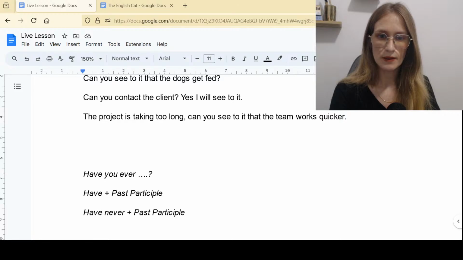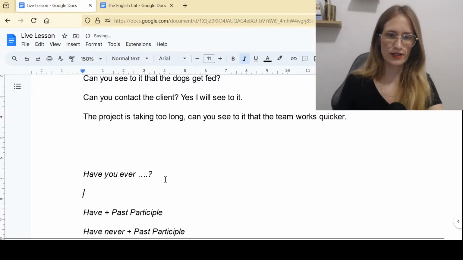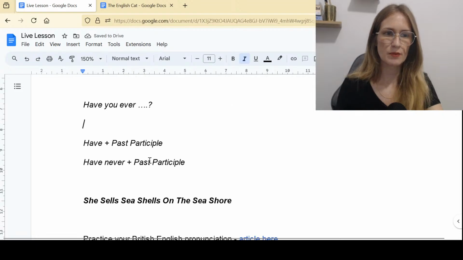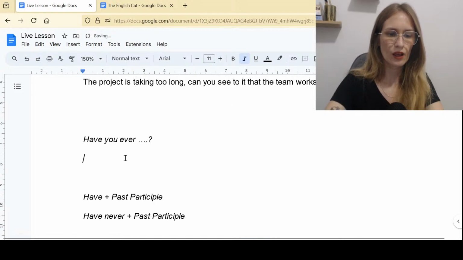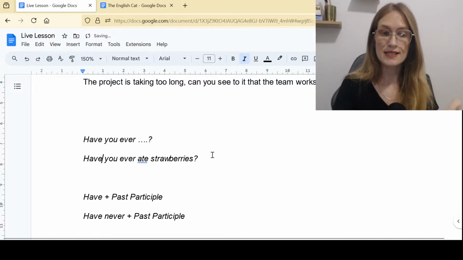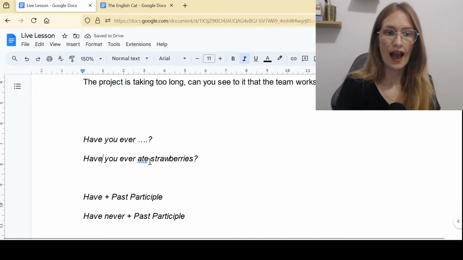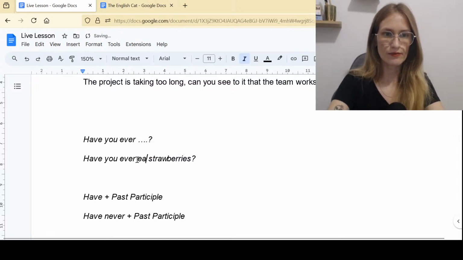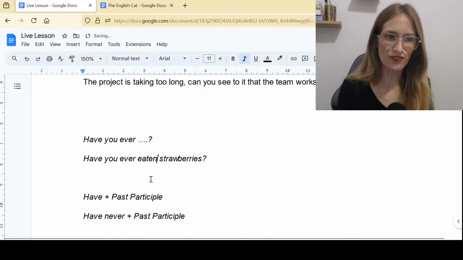Sometimes I see people saying, let me write this down here. Sometimes I see people saying, have you ever ate strawberries? This is incorrect. It needs to be, have you ever eaten? It is always followed by the past participle.